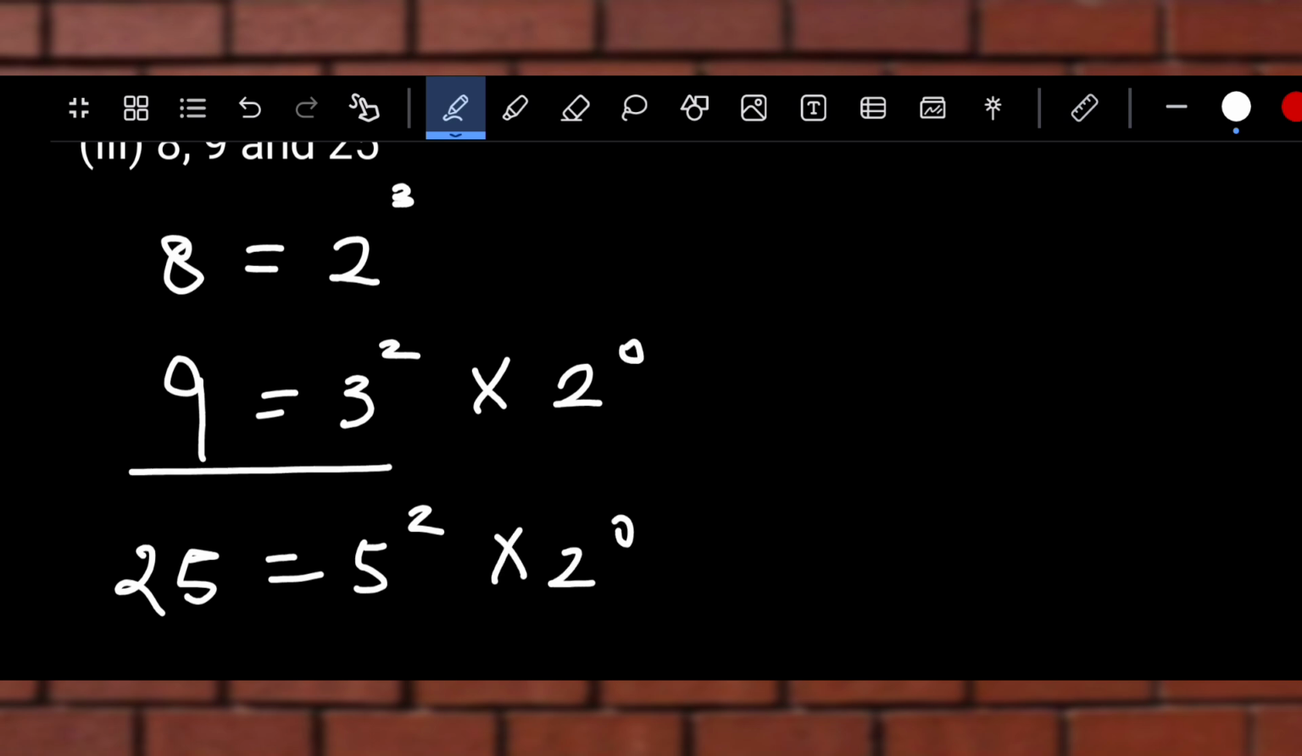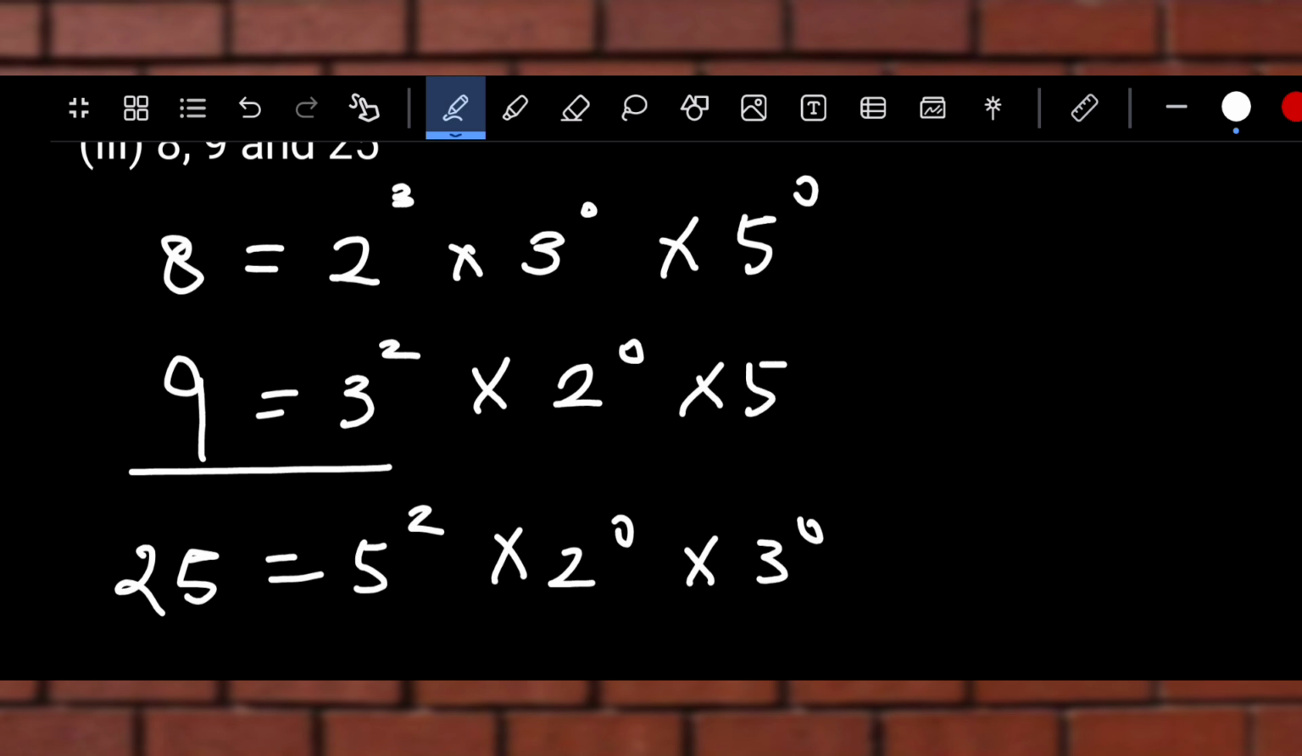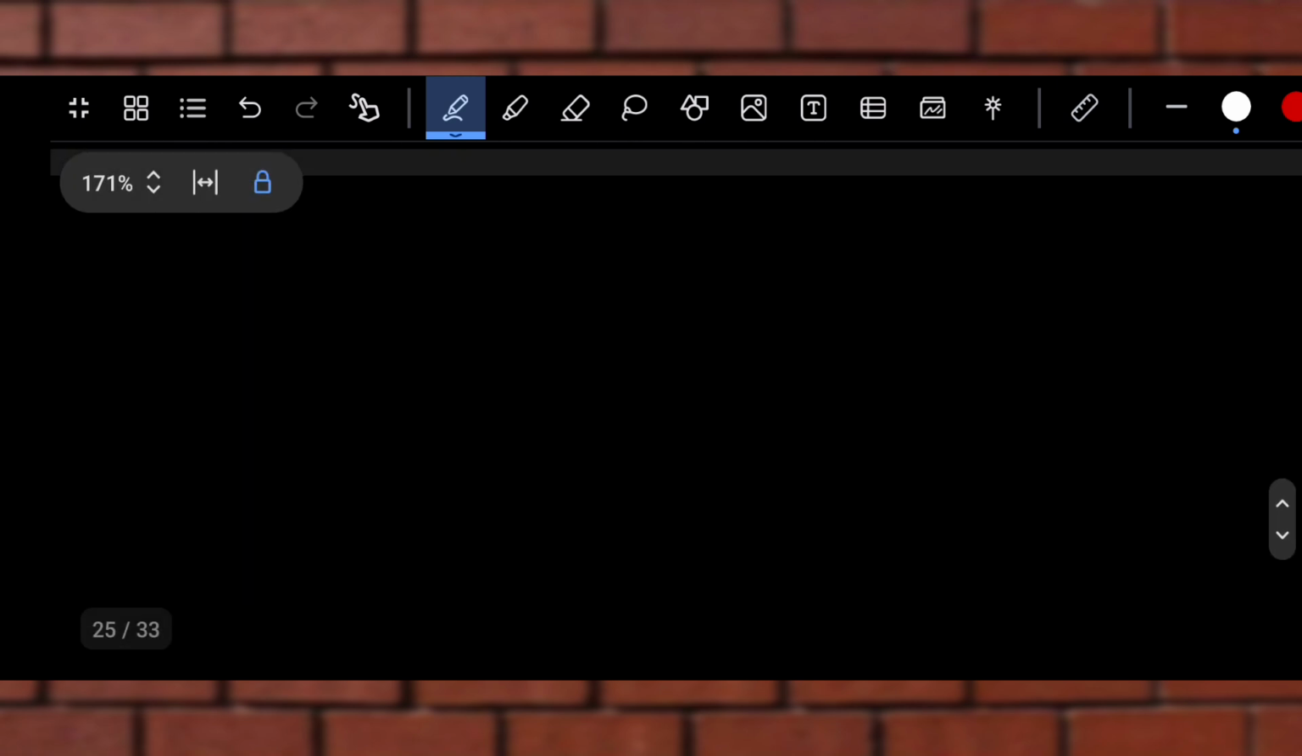In the second one we have 3, but we don't have it in the first number and the third number. And 5 we have only in the third number. We don't have it in the first number, so 5 to the power 0, and in the second number 5 to the power 0. Simple. Now let's do the LCM.